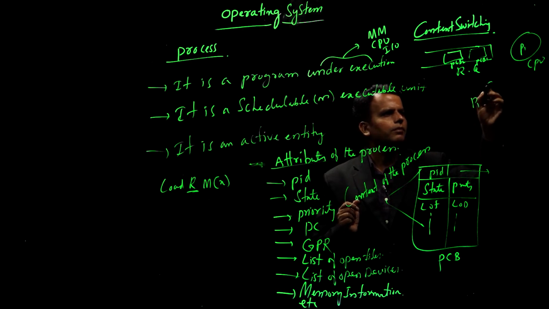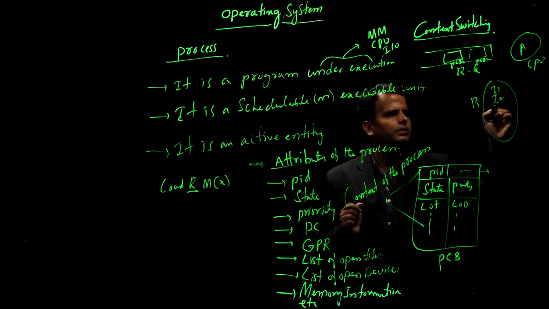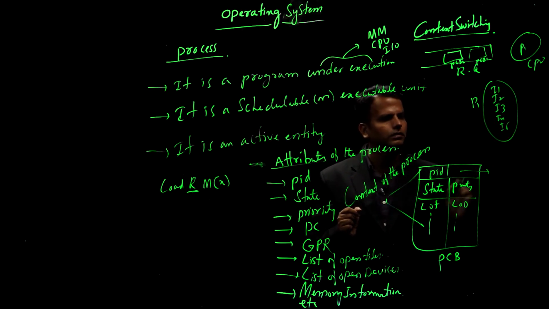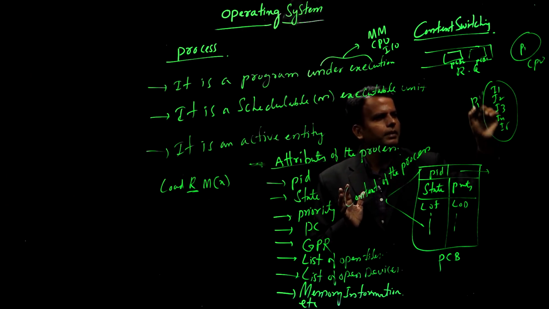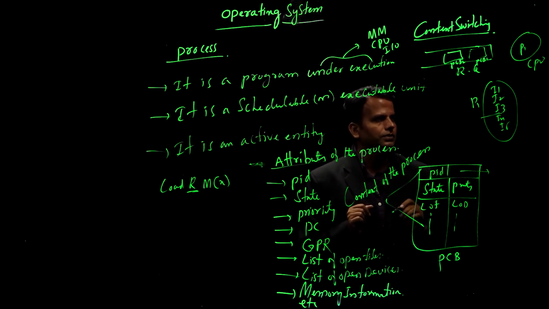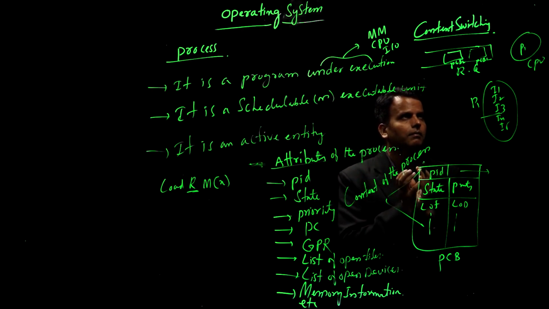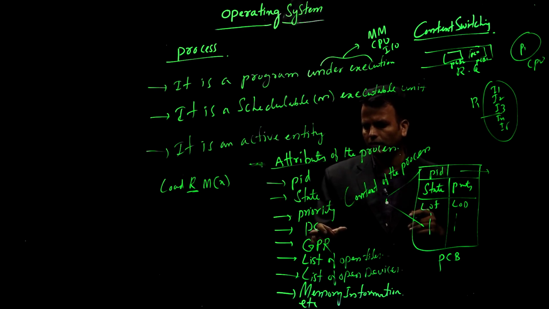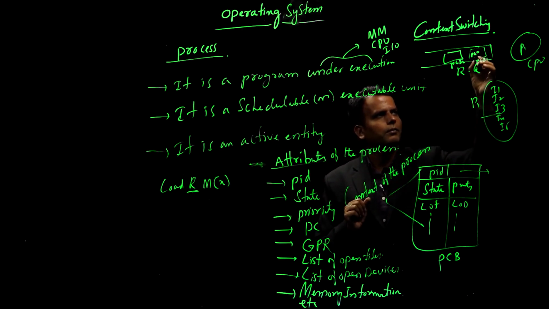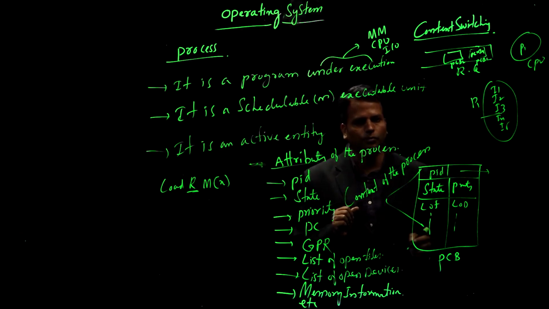Presently process P1 has some instructions, 1, 2, 3, 4, 5. It was executing the third instruction by the time I preempted it, so it has completed 3 instructions and needs to execute the remaining 2 instructions also. But this information we need to save inside the PCB of the process. We have an attribute called PC, program counter. In this program counter, I am saving this information, I4.